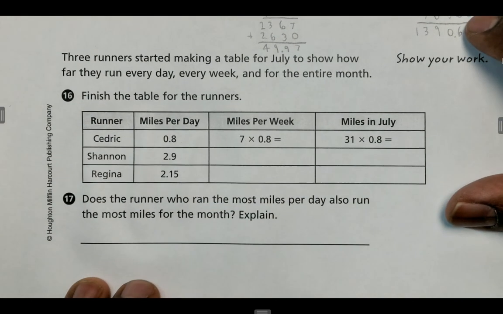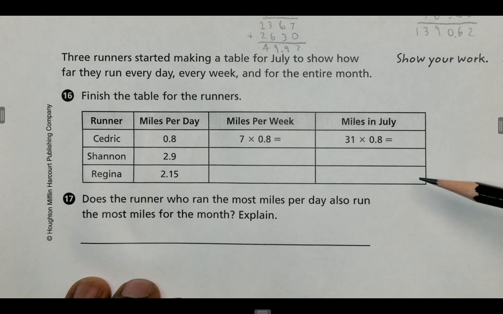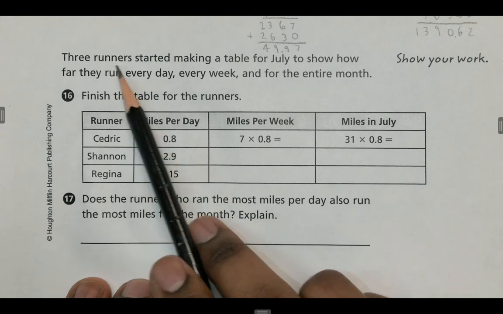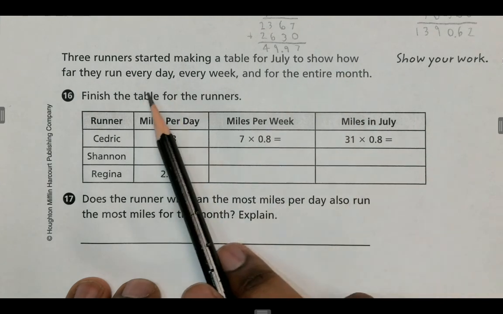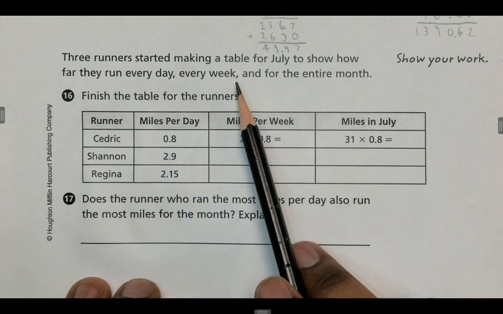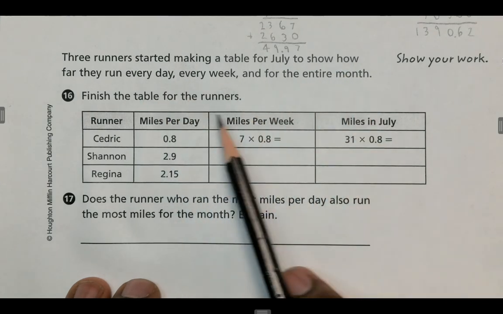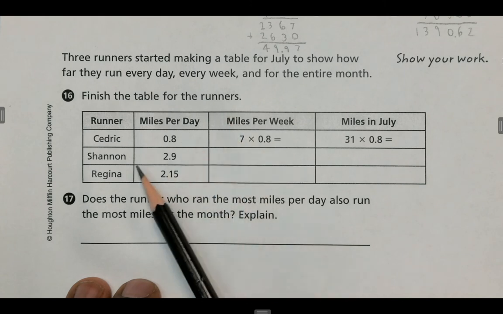We have a word problem here that I think I'm going to talk you through but not solve in the interest of time. 3 runners started keeping a log for July to show how far they run every day, every week for the entire month. Finish the table for the runners. So we have 3 runners, Cedric, Shannon, Regina.